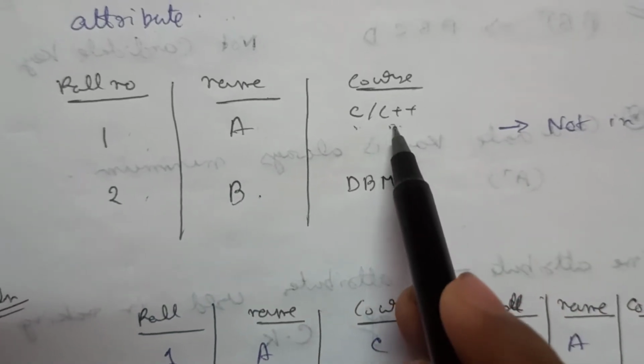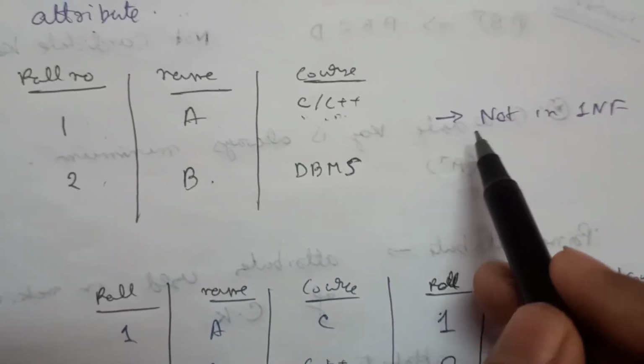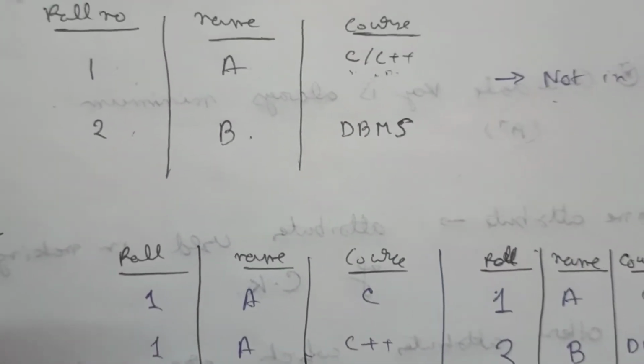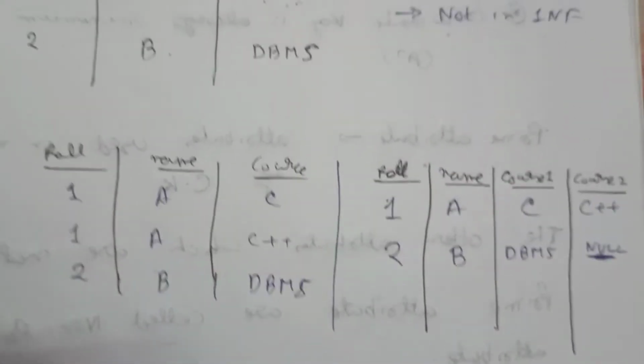This is known as a multi-valued attribute. This is not allowed in first normal form. So this table is not in first NF, or first normal form. How do we make this table be in first normal form? There are a few solutions here. Let's check the first one.